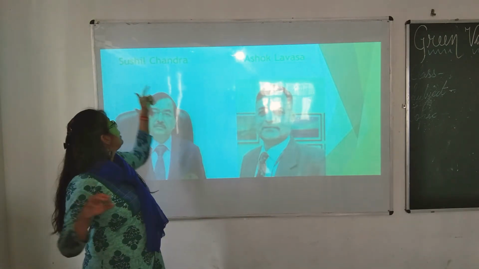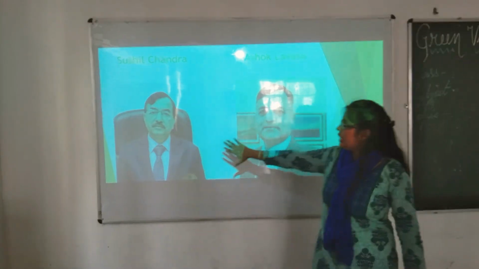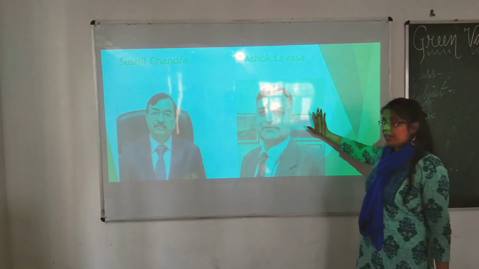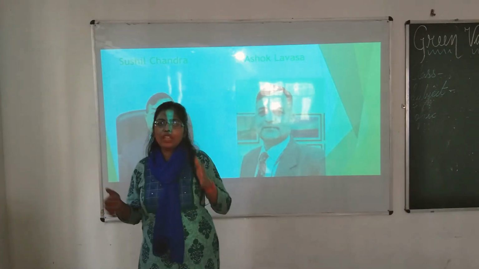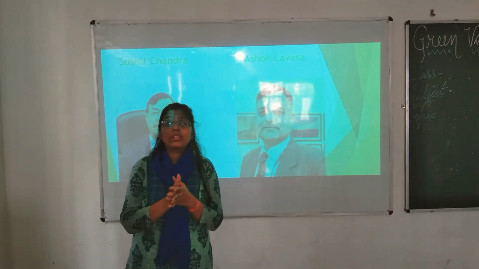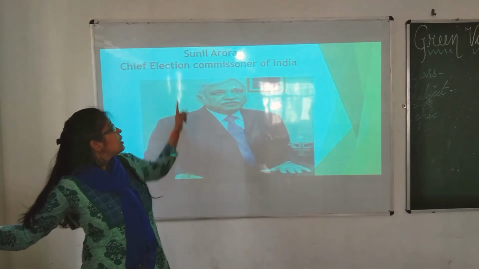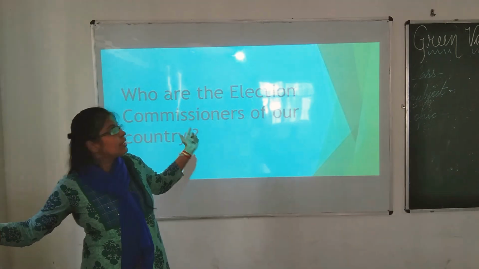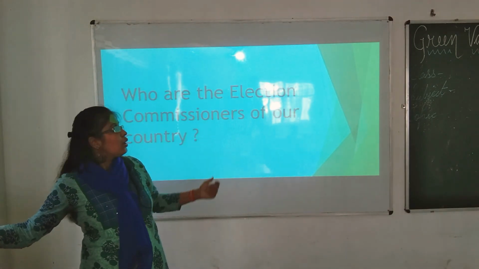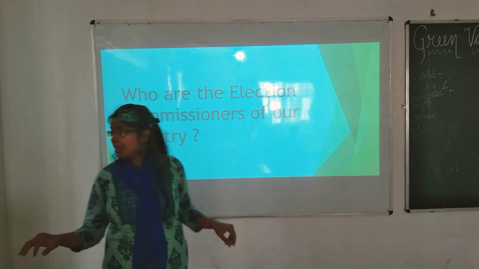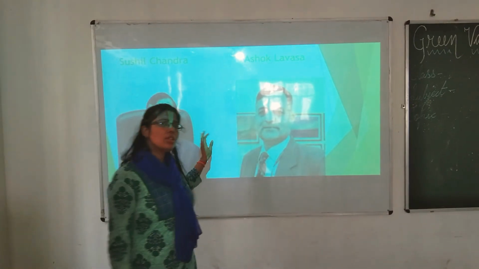Mr. Sunil Arora is the Chief Election Commissioner of India, and the other two, there are three members as I told you all, Sushil Chandra and Ashok Lavasa. You can see the picture. He is Sushil Chandra and he is Ashok Lavasa. The other two being members of the Election Commission. So the Chief Election Commissioner is Sunil Arora. Okay, so basically students, you have seen this Sushil Chandra and Ashok Lavasa.